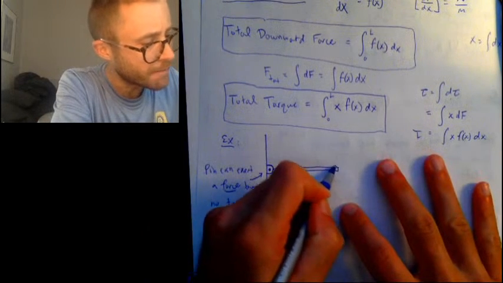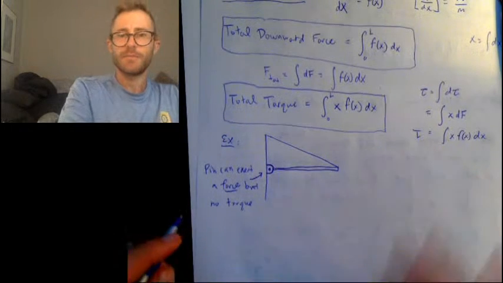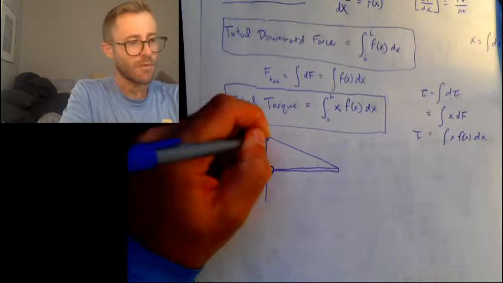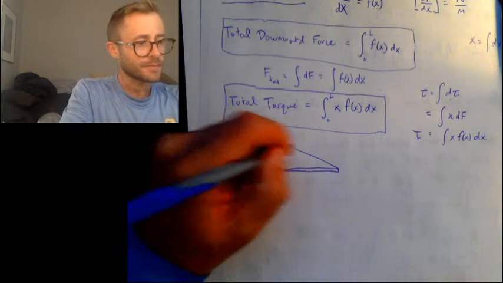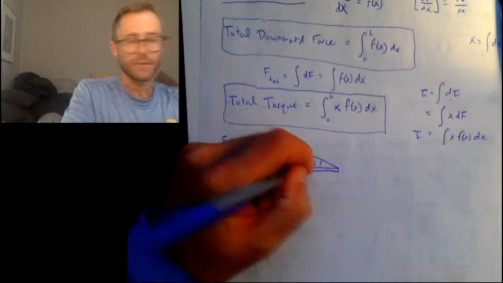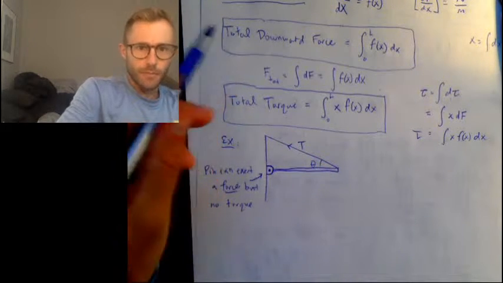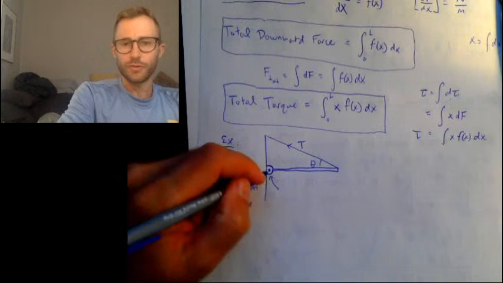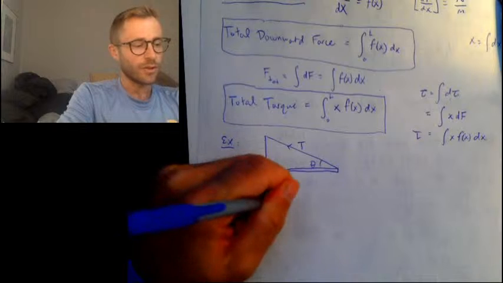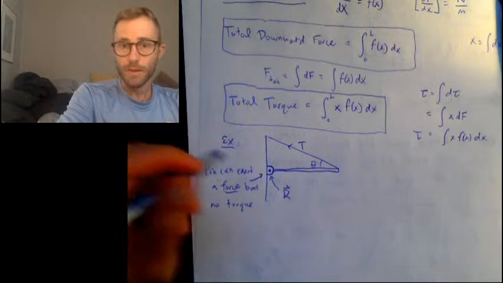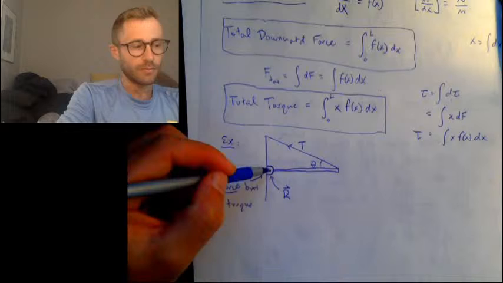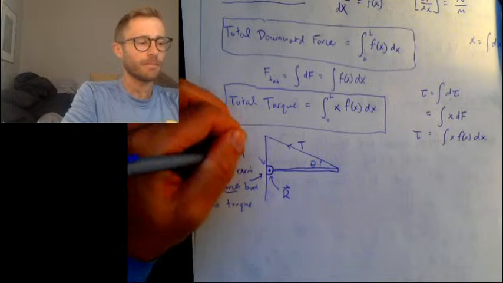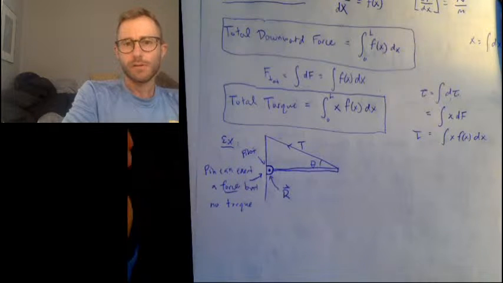And then there's a string that is holding the other end and keeping this beam horizontal. So there's this angle here. And we're going to call the force from this pin here R. It's a vector. We're going to take our pivot point to be right there.